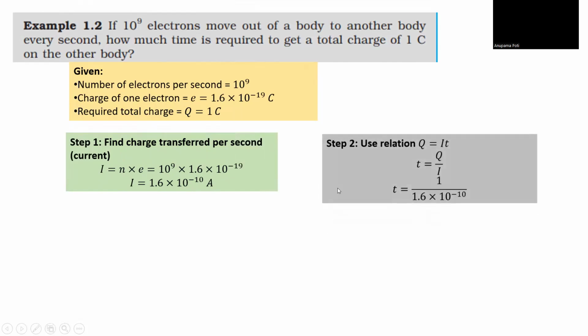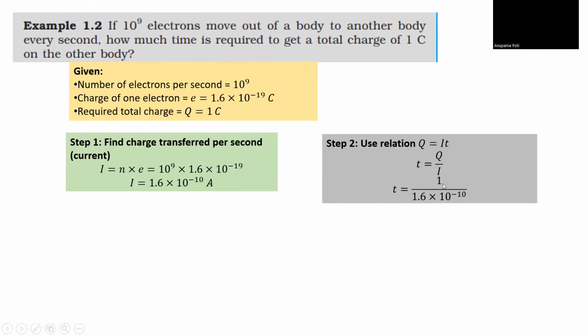Second step, we'll use the formula current equal to rate of flow of charge. That is, I equal to Q by T or Q equal to IT. Time is asked, how much time is required to get the charge of 1 coulomb. That is, charge is given. Total current we already found out. Now T is to be calculated. So T equal to Q by I.